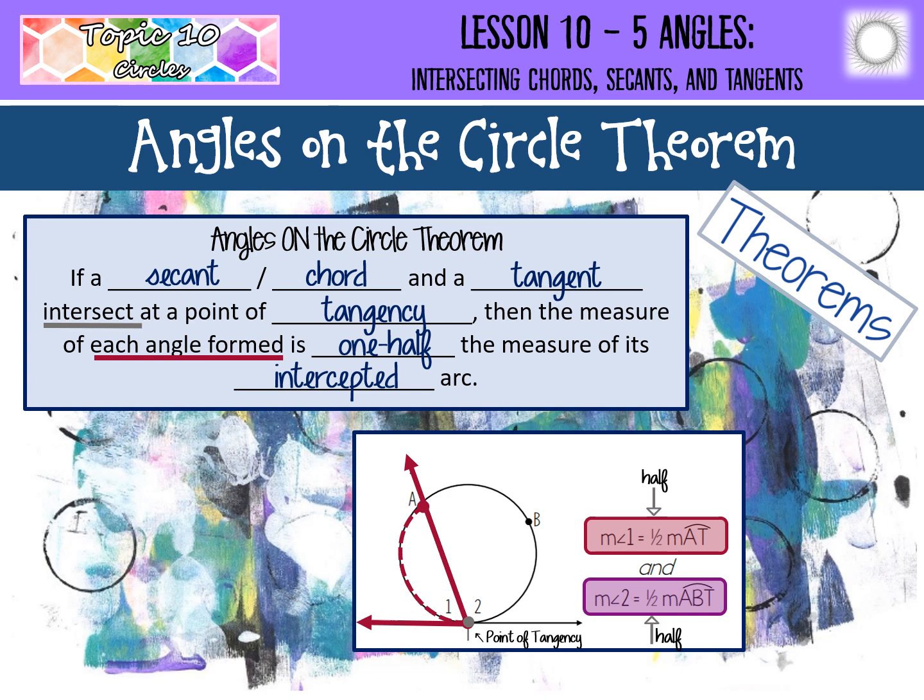So you can go either way. Here's the other side. And we would need half of that intercepted arc. And it's a major arc, so it needs a 3-letter name.